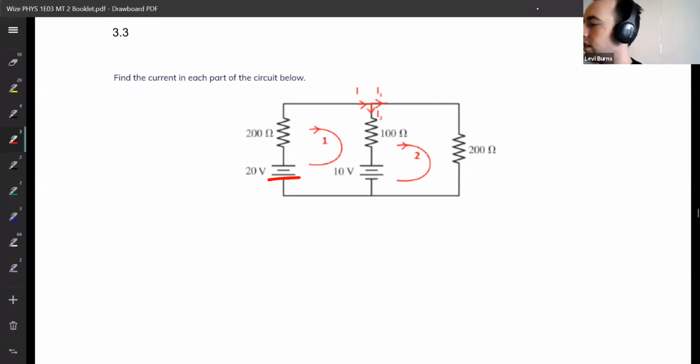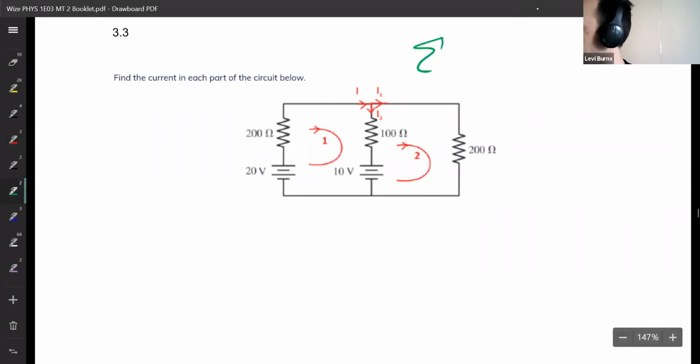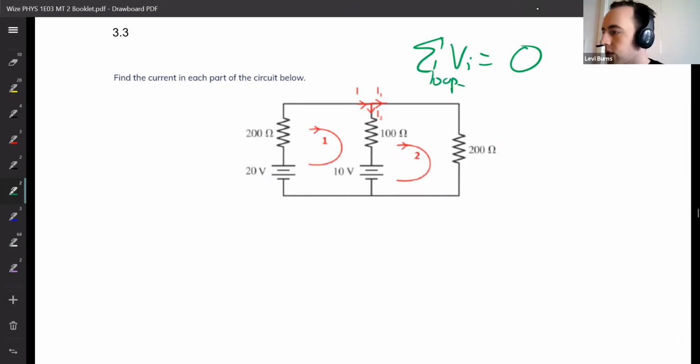As we said before, we have to use Kirchhoff's loop rule. And Kirchhoff's loop rule is just saying that the total voltage drops in a loop have to add up to 0. We're also going to use the junction rule, which says that anytime you have a junction, the current flowing in has to equal the current flowing out.